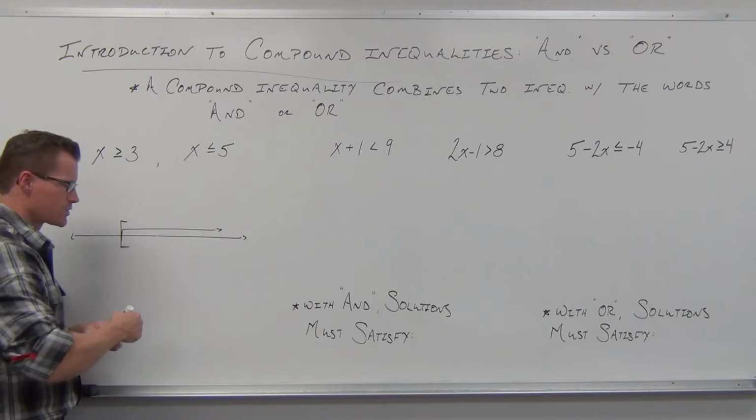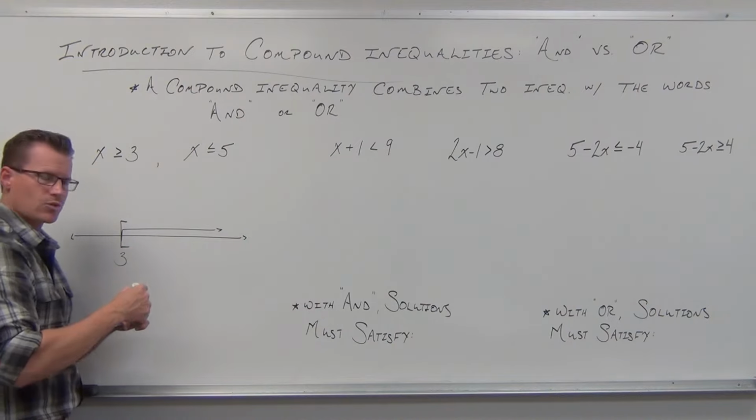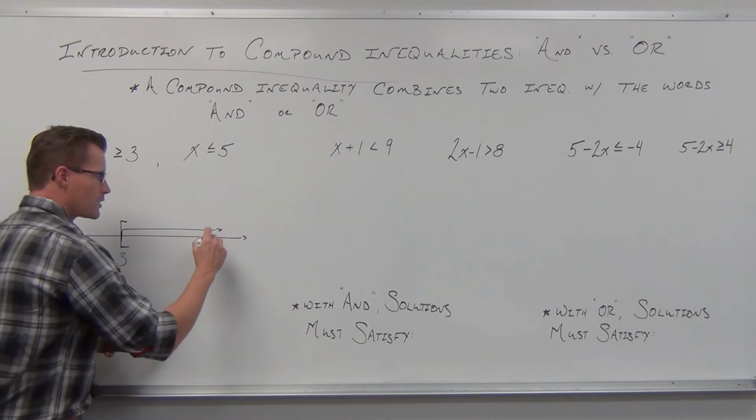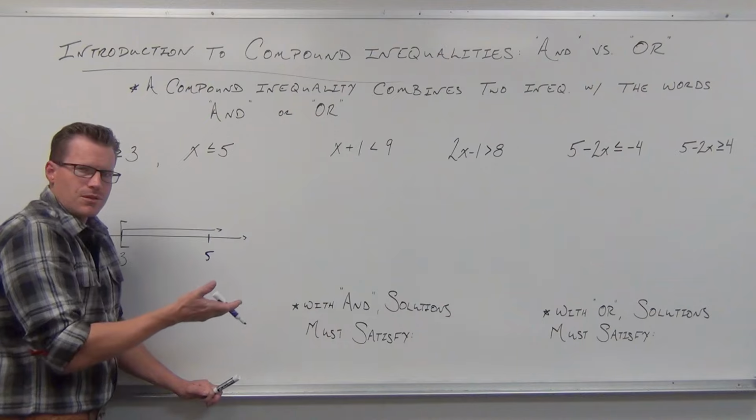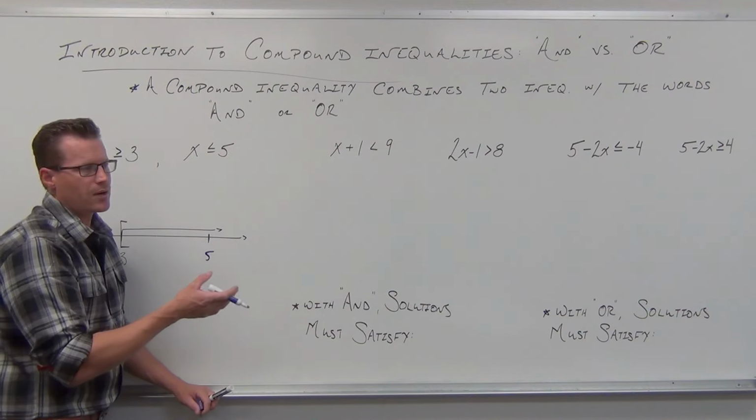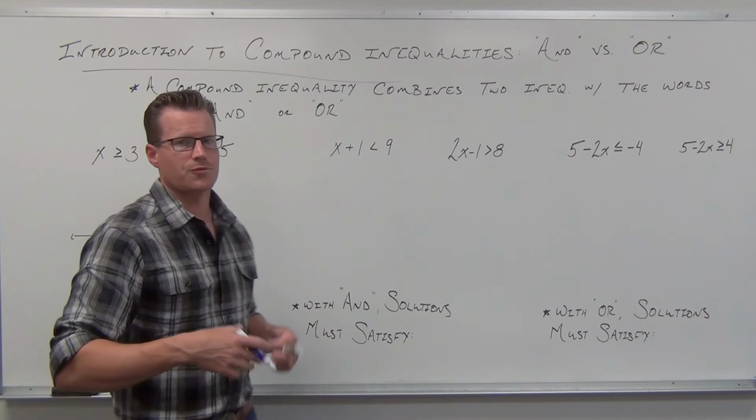This one we just graphed was 3, and every number greater than or equal to 3. Now we're going to go to 5. We don't really have to be to scale or anything. Just make sure your numbers are in order. That really is important, especially when we're dealing with fractions.